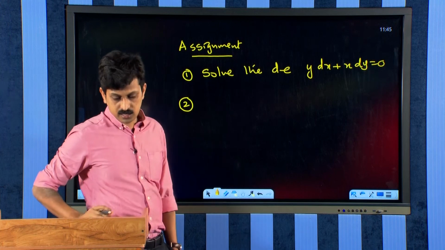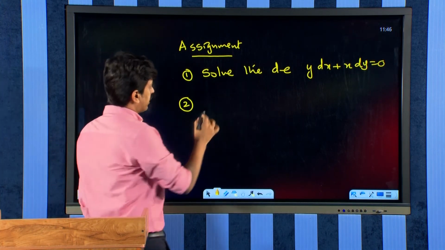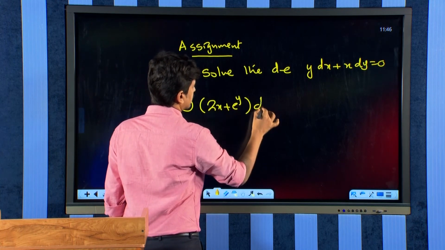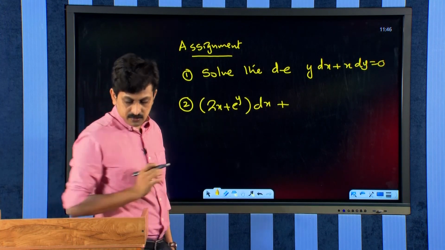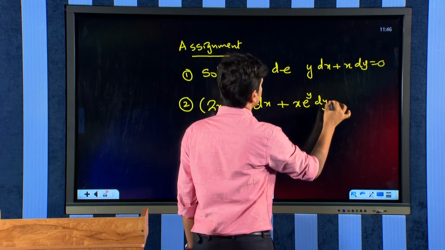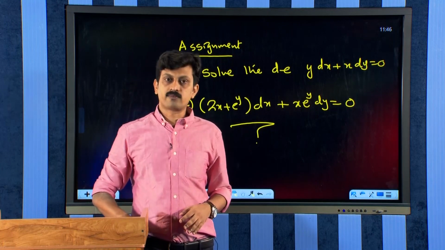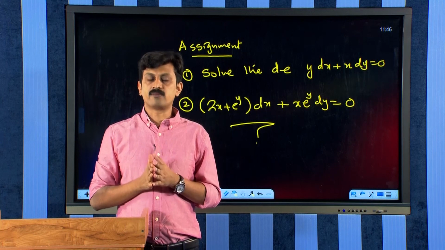Secondly, solve (2x plus e raised to y) dx plus x e raised to y dy is equal to 0. So, you can find many questions, try to solve the questions of the exact differential equation.